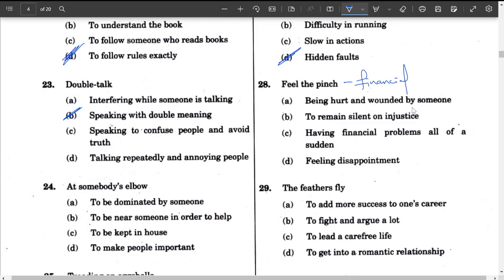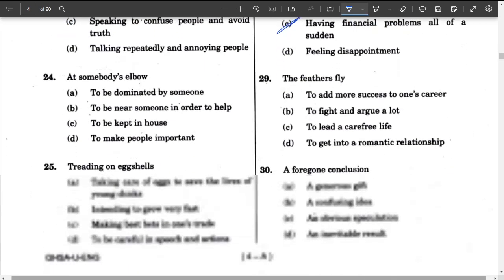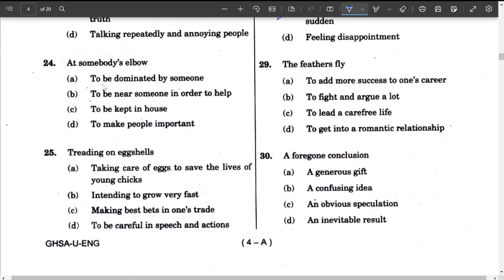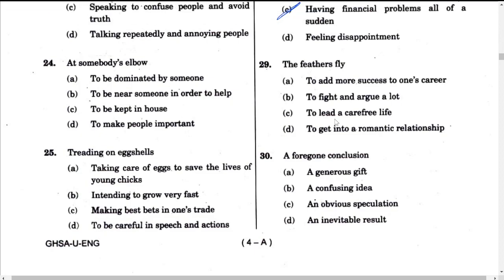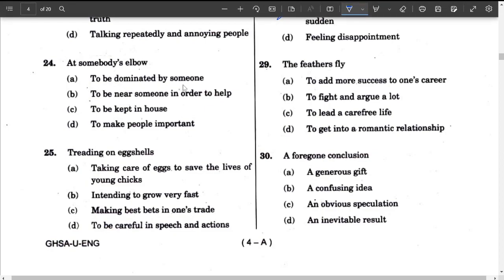Okay. Being hurt and wounded by someone, to remain silent on injustice, having financial problems. That is C. Next, at someone's elbow. At someone's elbow is to be surrounded, like being nearby somebody, like you are just an assistant for him, who could always help him. So to be near someone in order to help. That is the second one we can use.